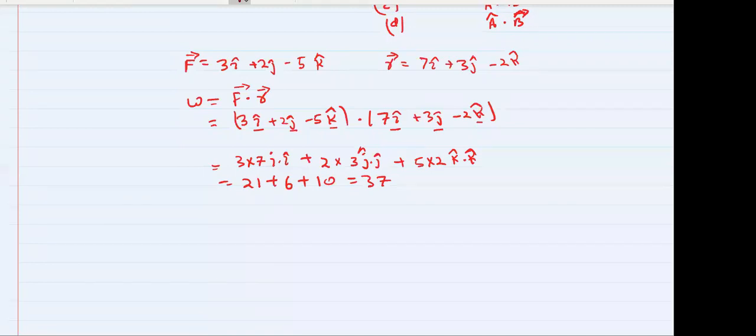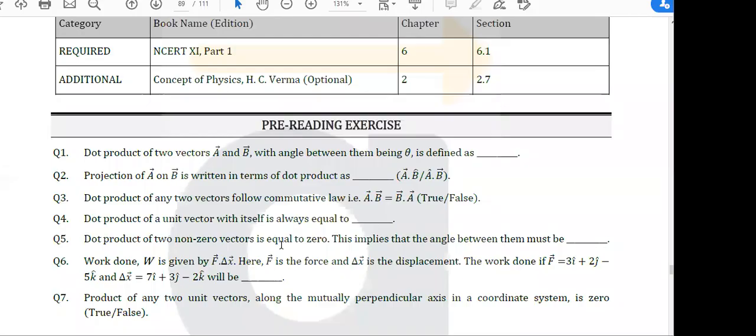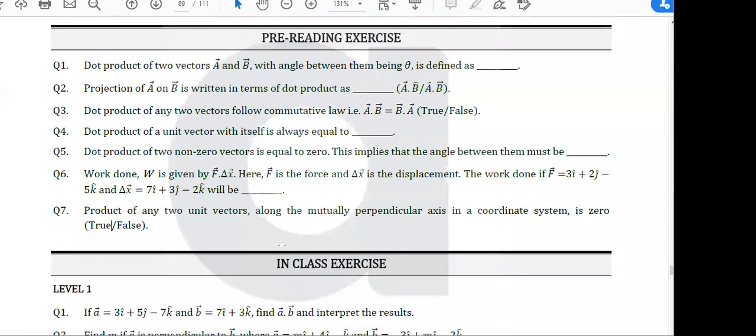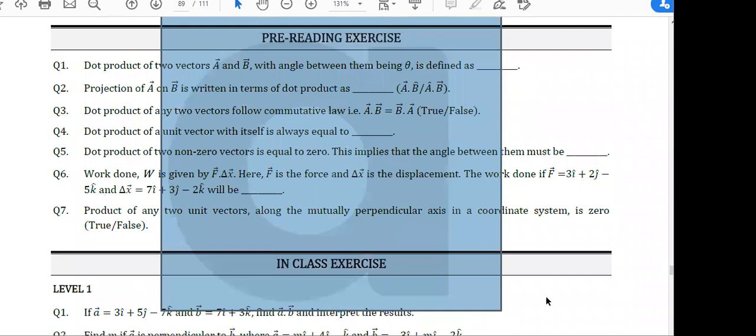Okay, very good. I hope all of you understood this. So shall we solve one more problem based on this? Yes? Okay, solve this question, question number one.